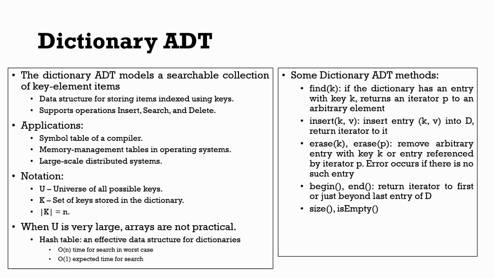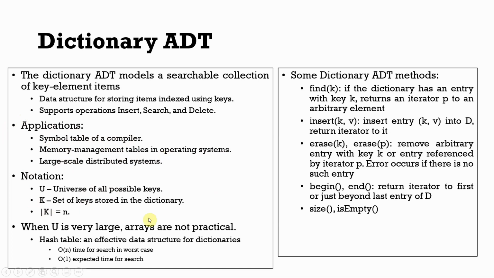So before I start talking about hashing, let me introduce a new abstract data type called dictionary. Very briefly, a dictionary abstract data type models a searchable collection of key element items. So every element in a dictionary would have a pair of keys and elements. This is a data structure for storing items indexed using keys, and this abstract data type supports operations like insertion, searching, and deletion. Its application can be in compilers for having a table of symbols of variables, and in memory management tables in operating systems and in larger scale distributed systems.